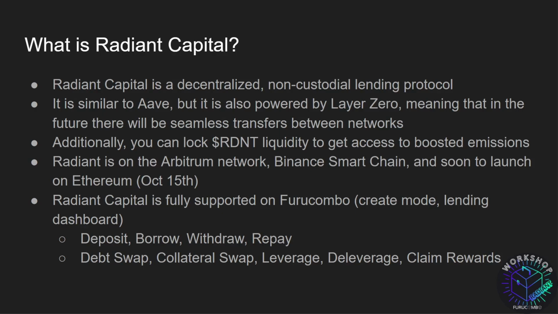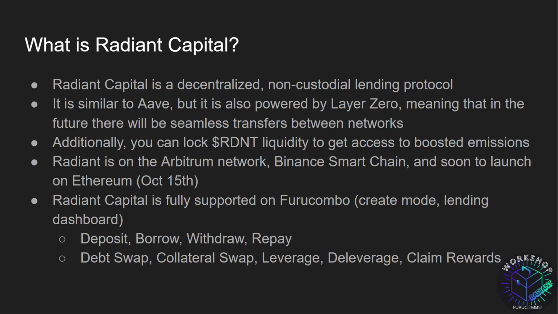So Radiant Capital basically is very similar to Aave. It's a decentralized non-custodial lending protocol, but it's also powered by Layer 0, meaning that in the future there will be seamless transfers between networks. Right now, Stargate is another example of Layer 0 technology, so that's going to be added to Radiant at some point.